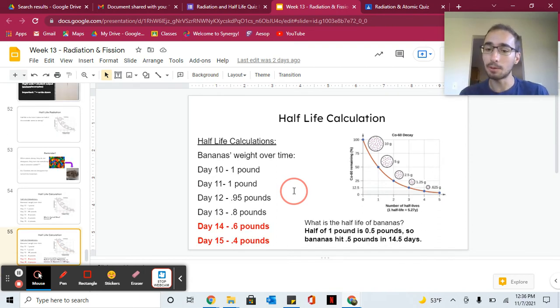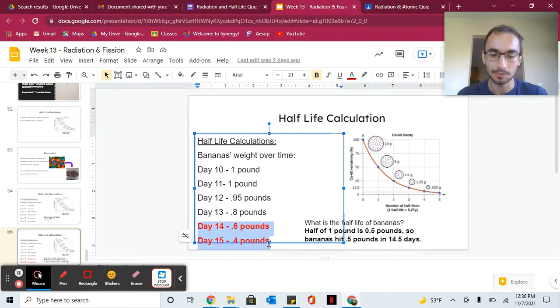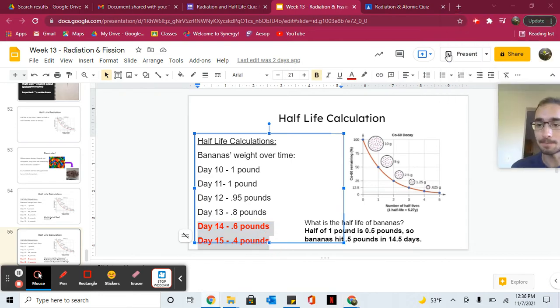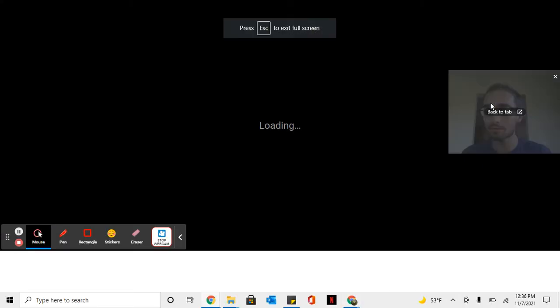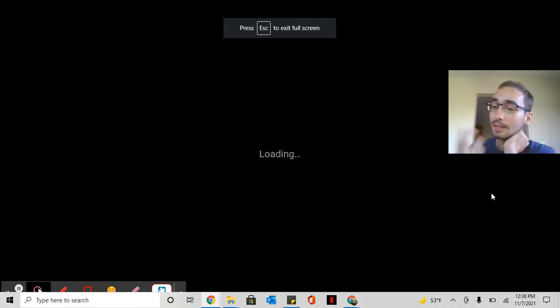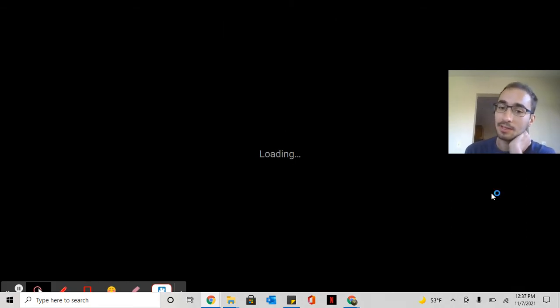Hopefully you notice that half of 1 pound is 0.5 pounds. So bananas hit 0.5 pounds in 14.5 days, right in between these two. So 14.5 days is when the banana hits half its weight. So you can think of the half-life as 14.5 days for bananas.